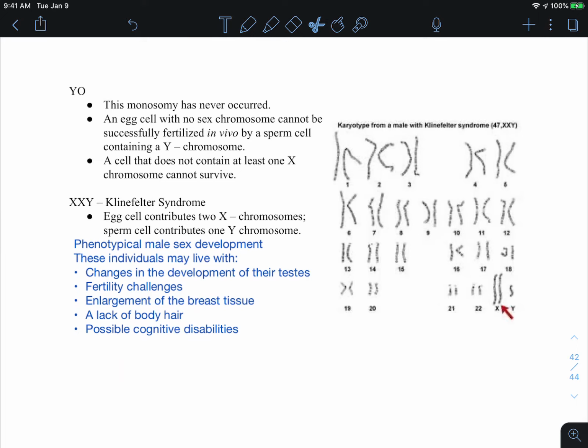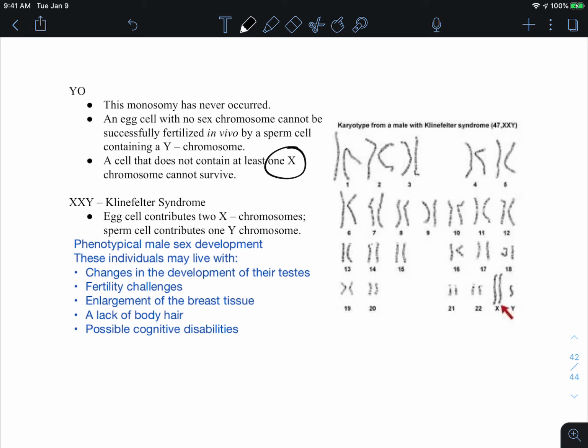Y0 is a monosomy, but that never occurs. So this would be an egg cell that has no X chromosome, and those egg cells cannot be fertilized even if the sperm cell contains a Y chromosome. It's just not a possible genotype. You need at least 1 X chromosome to survive. So that's a non-example in a way.